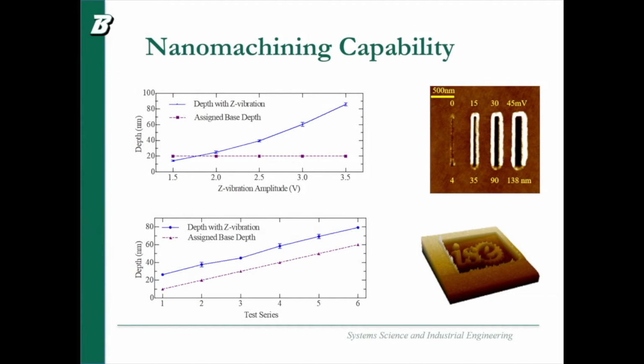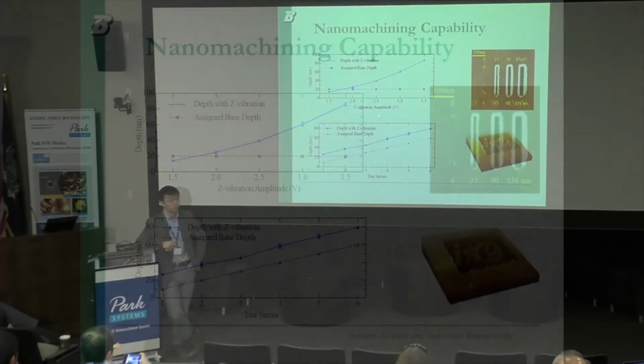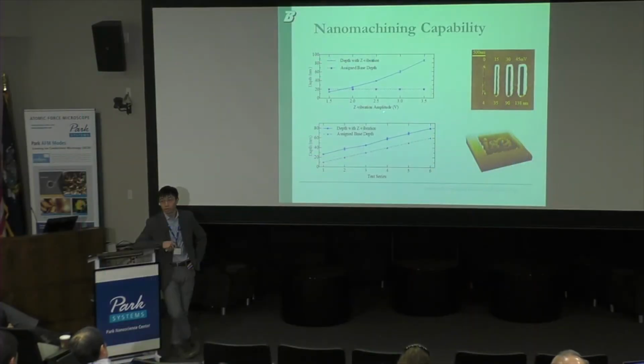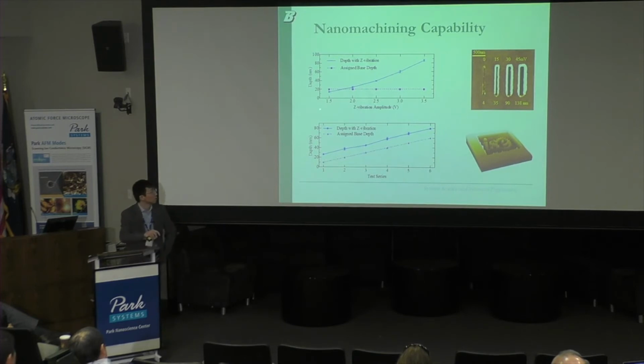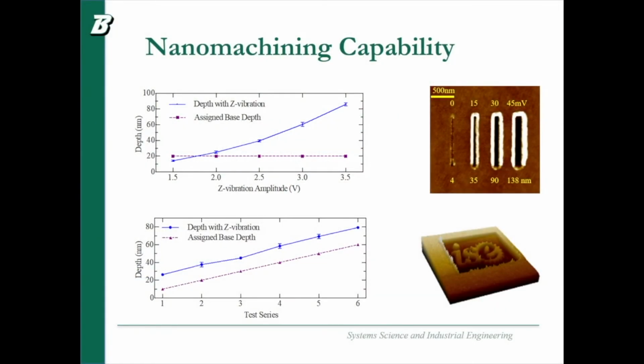And because of the XY vibration, and also the Z vibration, we can tune the depths of the nano trenches. We can see that if the Z vibration amplitude gradually increases, but we set up a design, let's say I want this tip to go down 20 nanometers, if I increase the Z vibration amplitude, you can see the actual depth of the single trenches increases with the amplitude.